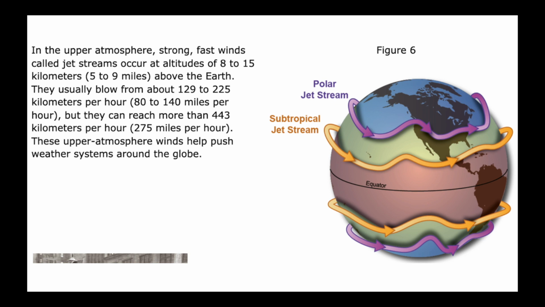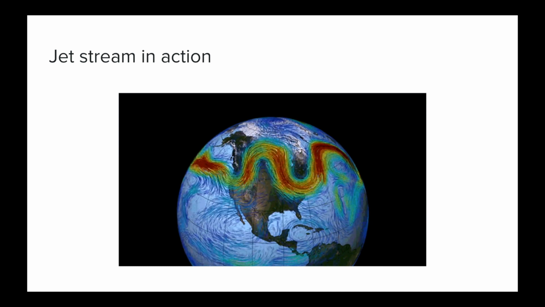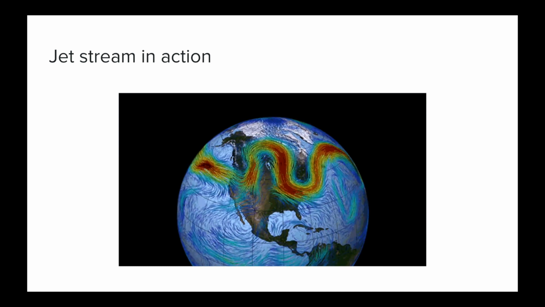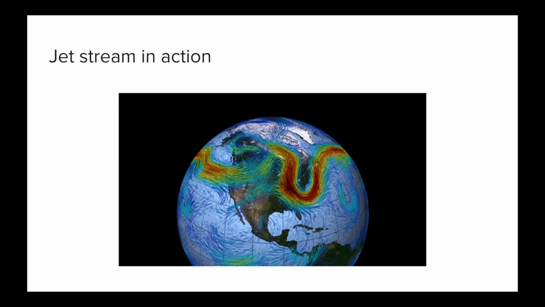Figure 6 shows the polar jet stream and the subtropical jet stream. This GIF shows an example of the jet stream in action. Of course, it's been sped up, but you can see the patterns as it moves through Earth's atmosphere.